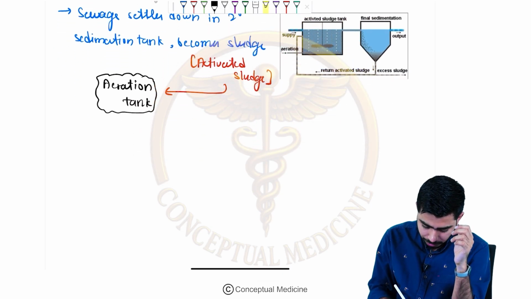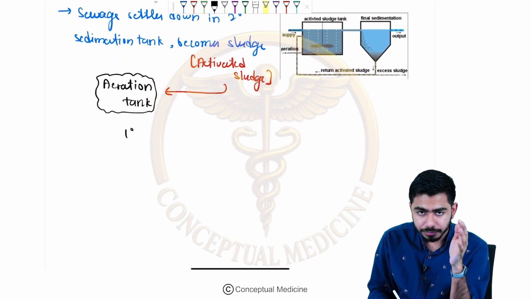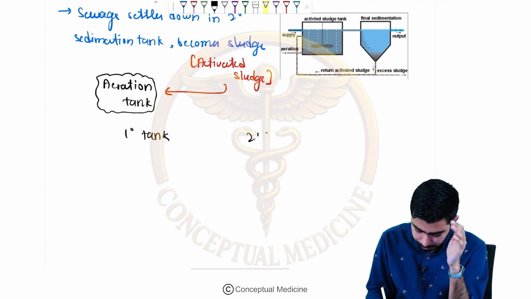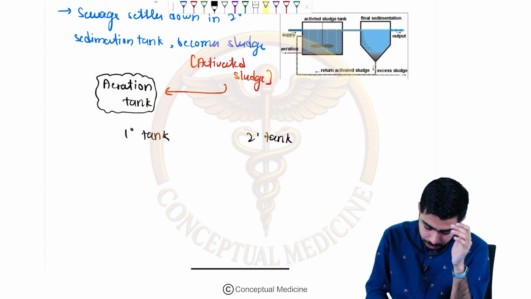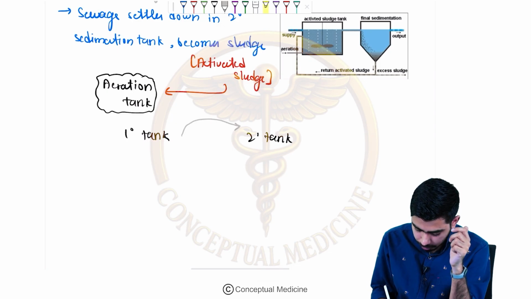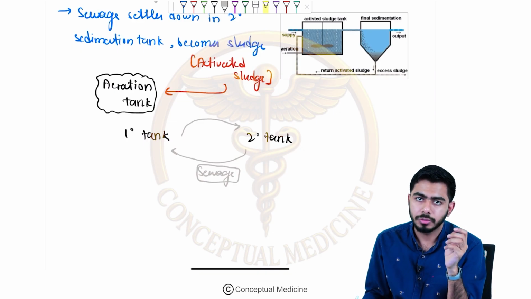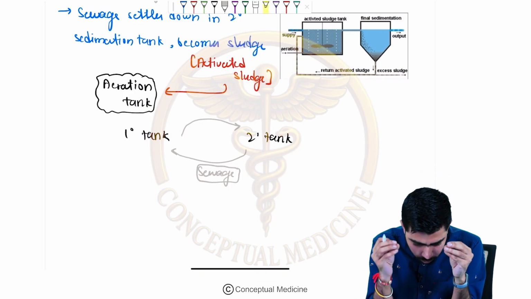So basically what is happening, if this was the primary tank and this was the secondary tank, the sewage will keep on coming from primary to secondary and from secondary to primary, right? So this process will be going on in the activated sludge process. That's all you need to remember over here.